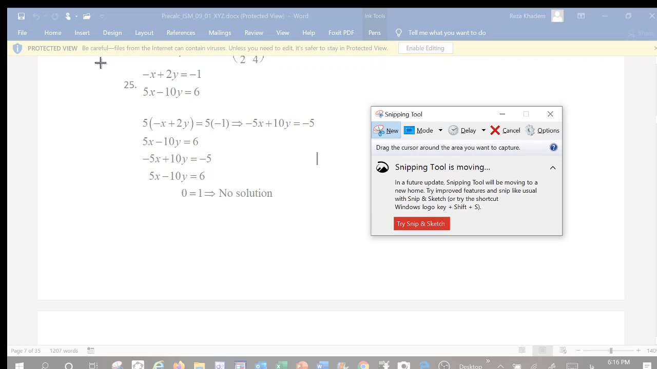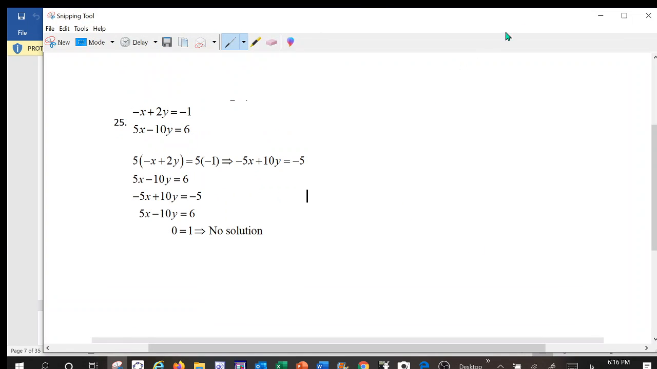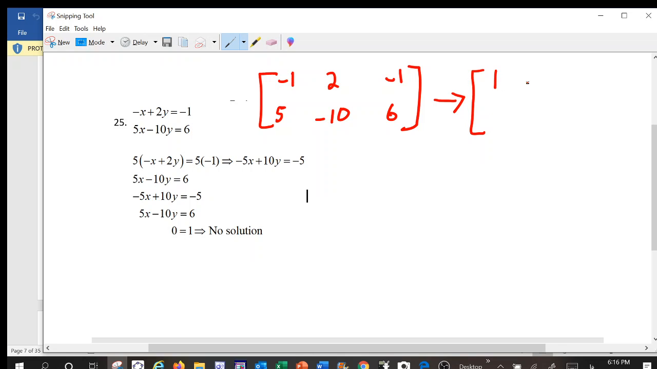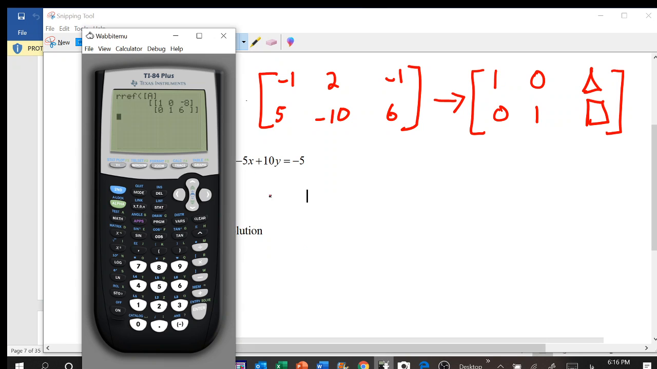There you go. So what happens when we use this method with something like that? Well, let's see. Negative 1, 5, 2, negative 10, negative 1, 6. So can we convert that? If it has a solution, we are able to convert it to something like that. Now, of course, if it doesn't have a solution or has many solutions, then that's not possible. So what do we get instead? Well, let's see what we get.